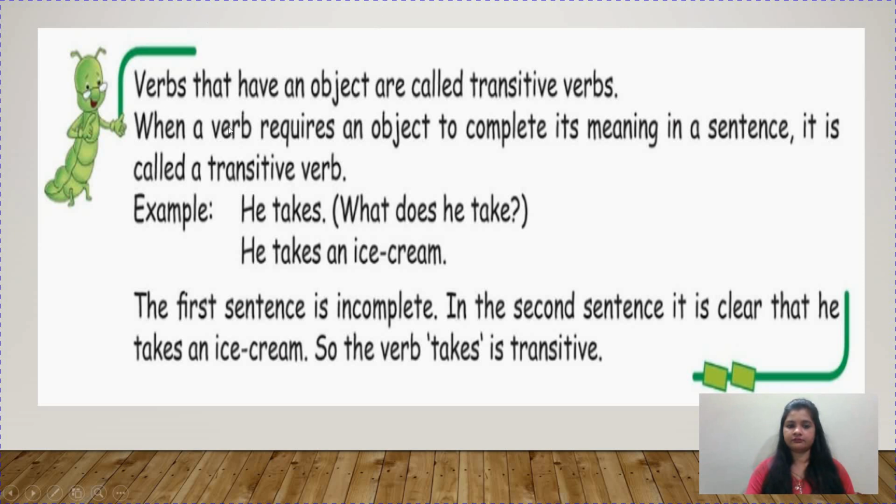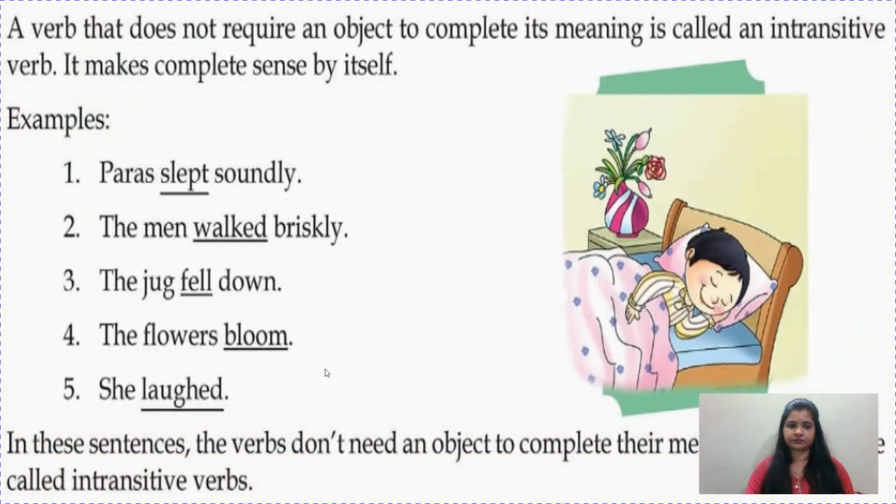So children, here the first sentence is incomplete. So in the second sentence, it is clear that he takes an ice cream. So the verb takes is transitive. A verb that does not require an object to complete its meaning is called an intransitive verb. Why? Because it makes complete sense by itself only. It doesn't require an object.